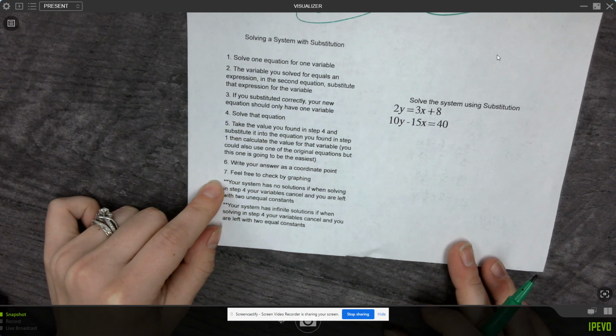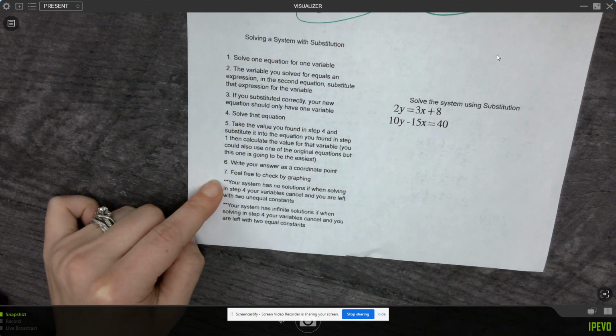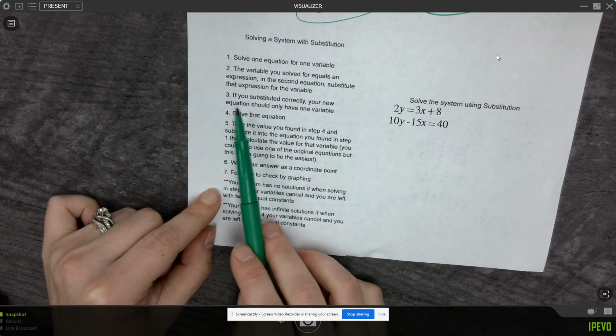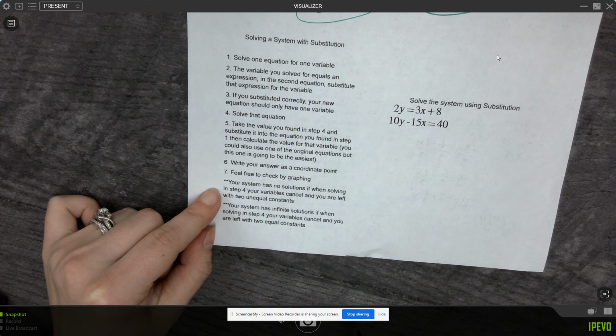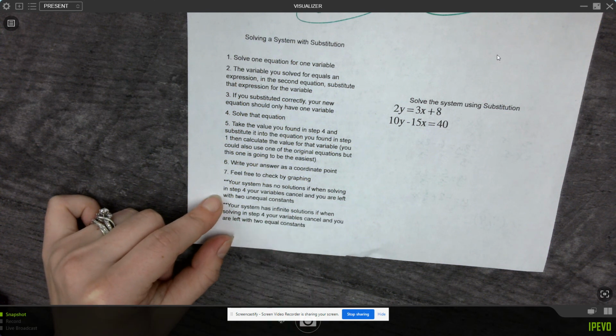Okay, we've talked about no solution and infinite solutions with graphing. No solution looks like parallel lines. You will know that by calculating if in step 4, when you're going to solve the first variable, when you solve, your variables cancel, and you're left with two unequal constants. 5 equals 9. No, 5 does not equal 9.